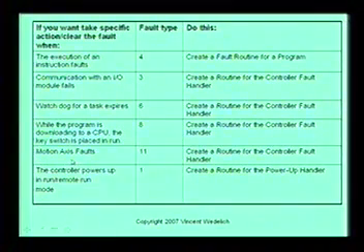And then if you deal with motion, if you have an axis fault, you'll have an 11, and you can handle that as well. The controller powers up in run or remote run mode. You'll get a fault 1. Create a routine for the power up handler.